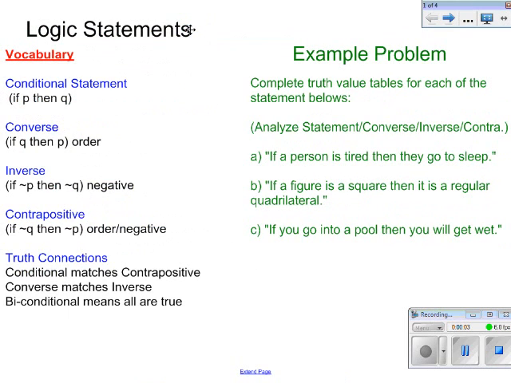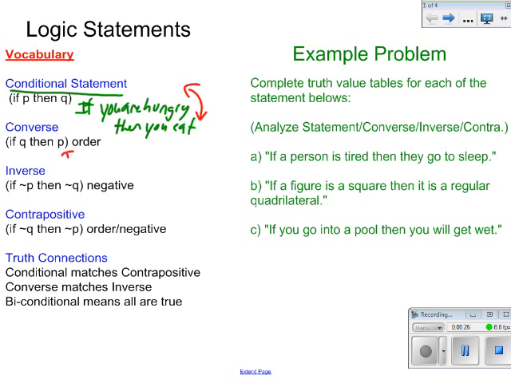Now, analyzing logic statements can be a little tricky at times because you really have to come up with examples and think of the extremes, whether things work or not. Now, the most basic type of statement is a conditional statement, and this is just an if-then statement. So, in this particular example, I'm going to say, if you are hungry, then you eat. That would be a conditional.